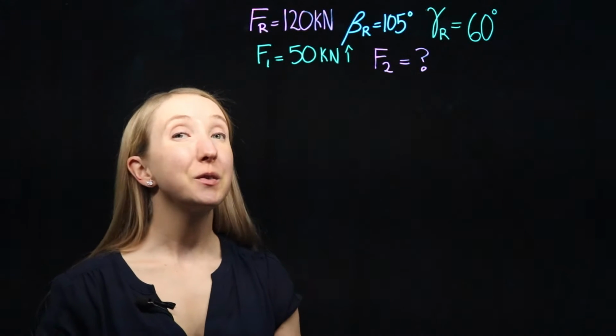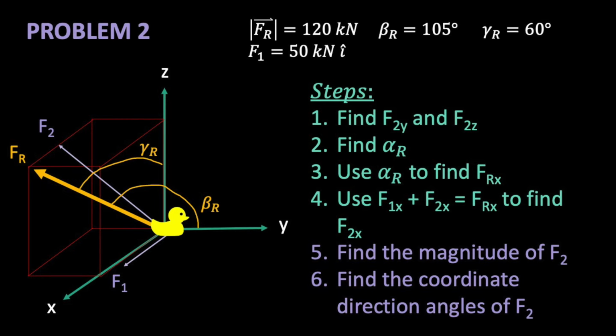To do this, we will find the y and z components of F2. Then we'll find the missing coordinate direction angle of our resultant. Third, we'll find the x component of our resultant. Then we can find the last component of F2. At that point, we'll be able to solve for our answers: the F2 magnitude and coordinate direction angles. Try hitting pause and following these steps first to see if you can get the same answer.